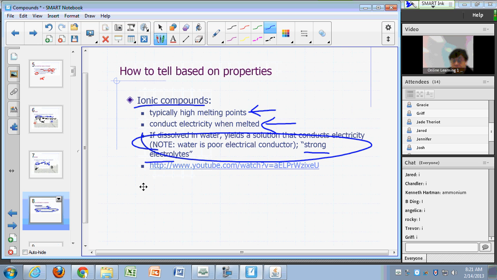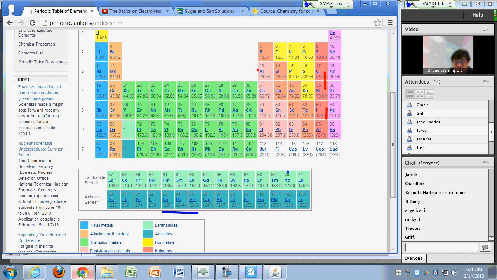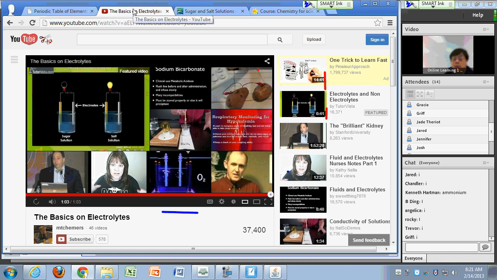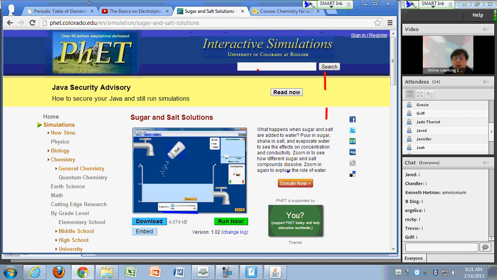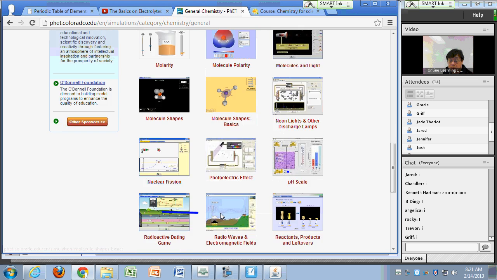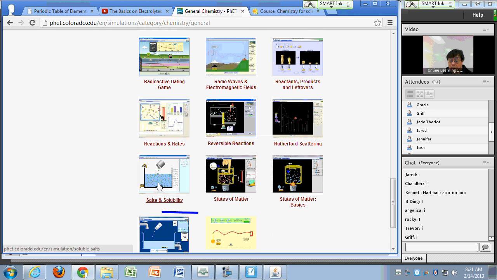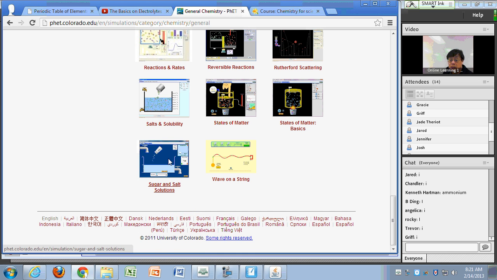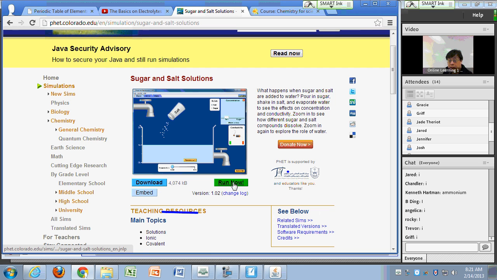Let me illustrate that with some animations. If you go to this PhET website in Colorado, phet.colorado.edu, you look for salt and sugar solutions in the list of animations that they have. Go to chemistry, general chemistry, and look for salts. Scroll down, and you'll find salt and sugar solutions right here. Then click on the Run Now button, and it'll give you a warning about running it. Just go ahead and run it. It's a safe site to go to.